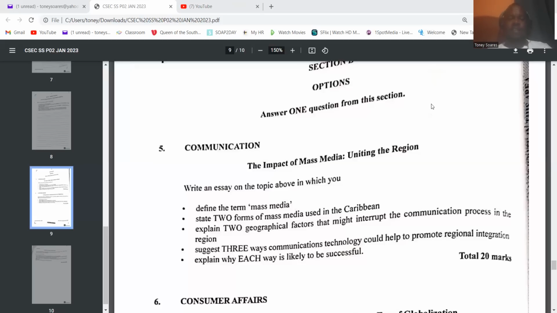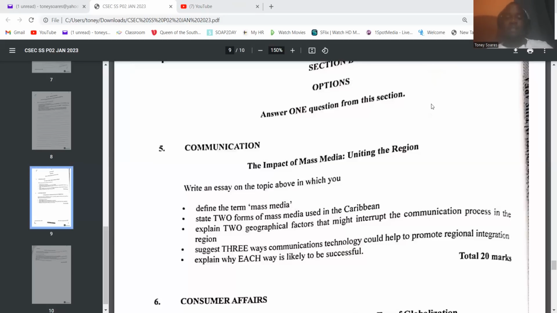All right. Next part of the question says, suggest three ways communications technology could help to promote regional integration. Three ways communication technology could help to promote regional integration. All right, three ways. And then also it says that you are to explain why each way is likely to be successful. So you should give your way, then you give a justification for each. So ensure that you state the way that you are justifying when you are making the justification.